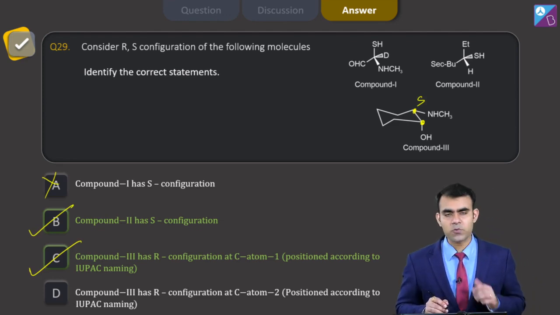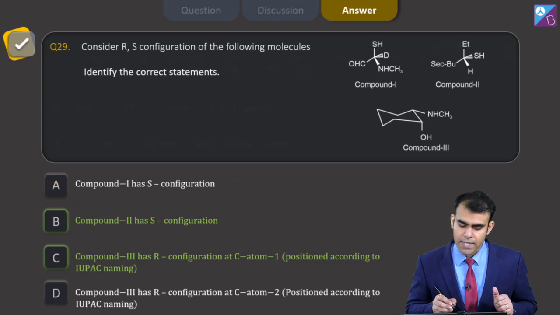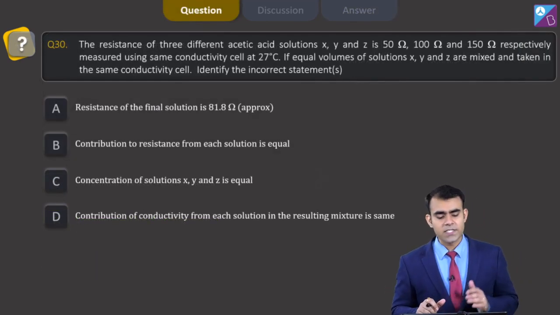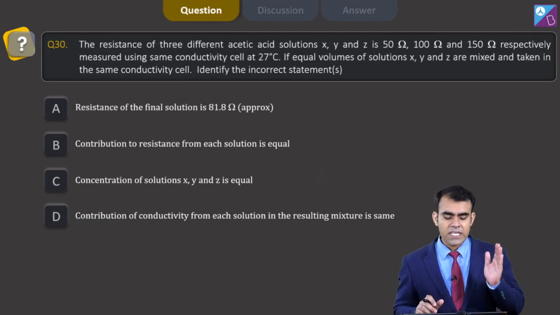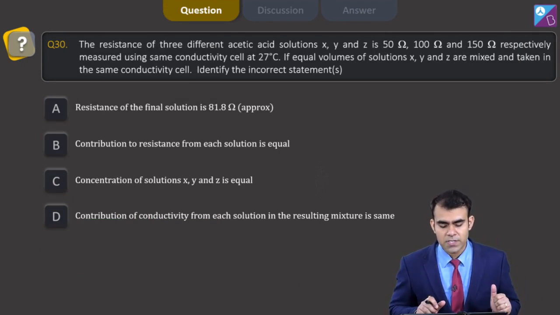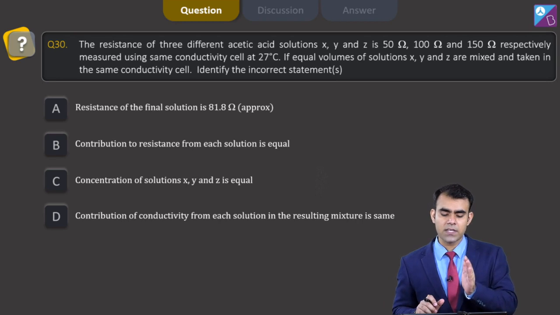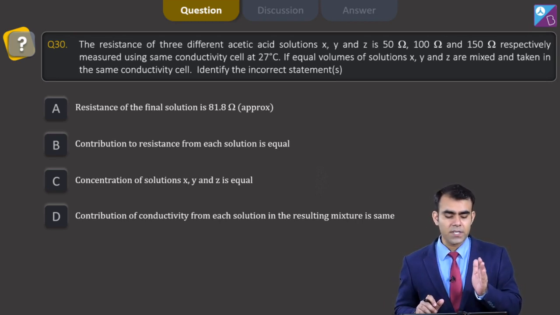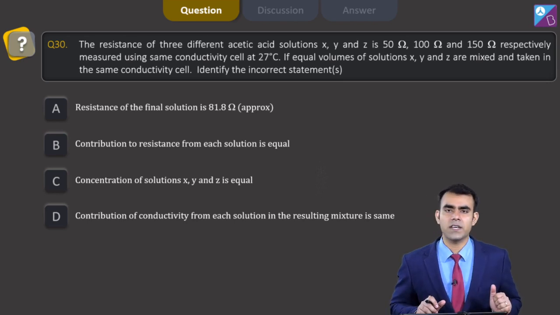Now moving on to the next question, that is question number 30. Now see, this question is basically from electrochemistry. The question says the resistance of three different acetic acid solutions X, Y and Z is 50, 100 ohm and 150 ohm respectively, measured using the same conductivity cell at 27 degrees Celsius.